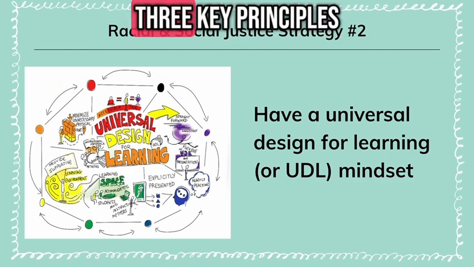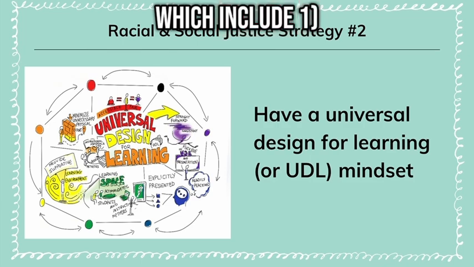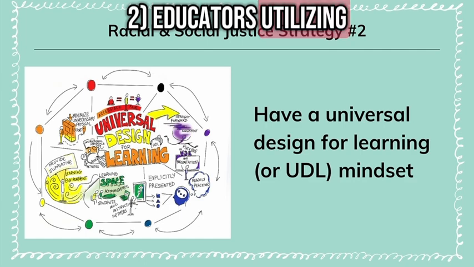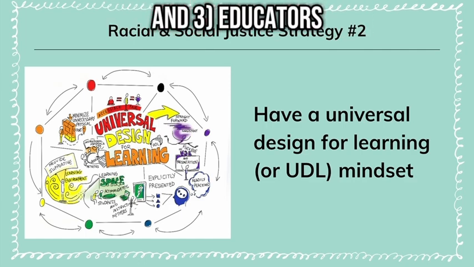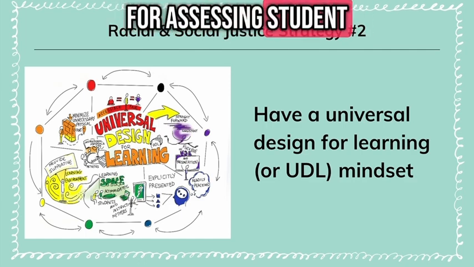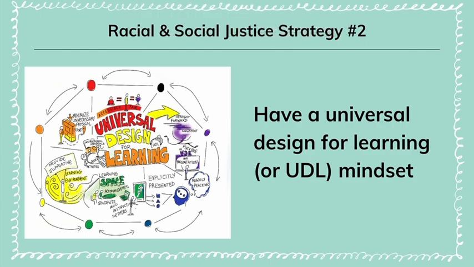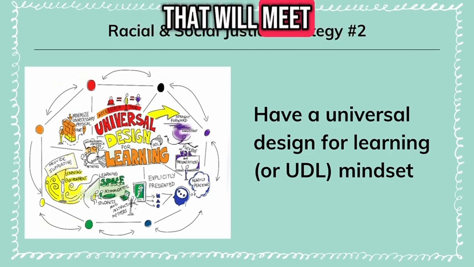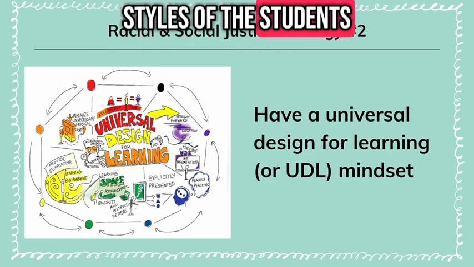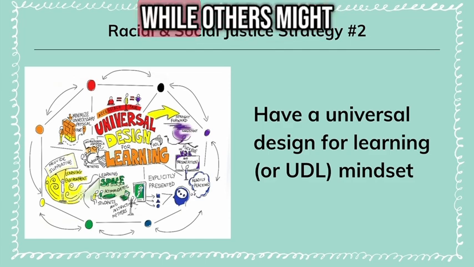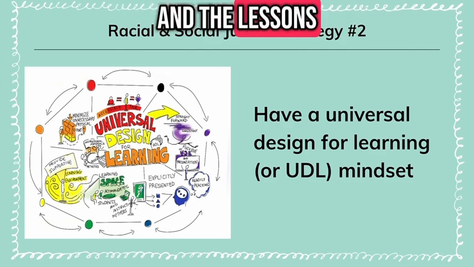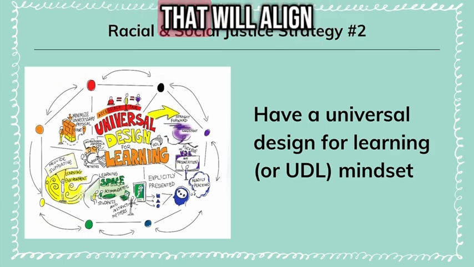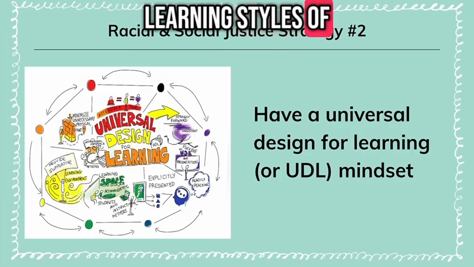UDL centers around 3 key principles, which include: 1. Educators implementing various engagement tools, 2. Educators utilizing varied learning materials, and 3. Educators using varied strategies for assessing student understanding of the learning materials. UDL calls for the educator to present lessons or implement learning activities that will meet the individual learning styles of the students. Some students might be visual learners, while others might be kinesthetic learners. And the lessons and even the assessments that educators provide, they should use learning materials that will align with the varied learning styles of their students.